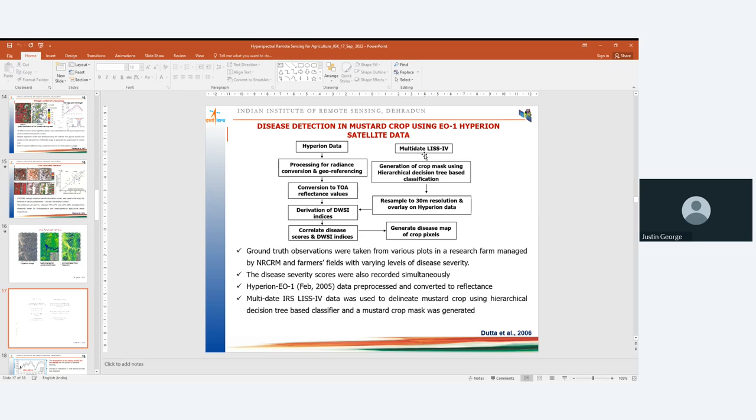So the study was conducted at an ICAR institute, which is known as the National Research Center for Rapeseed and Mustard, which is located in the Bharatpur region of Rajasthan. They have used the research farm as well as the farmers' fields, because there they have a stress, mainly the disease stress with respect to the mustard crop. So they have chosen the areas simultaneously. So the Hyperion data was used.